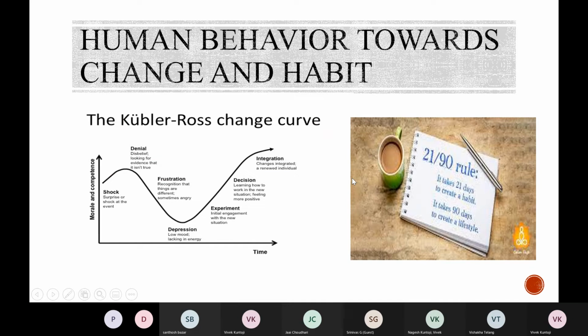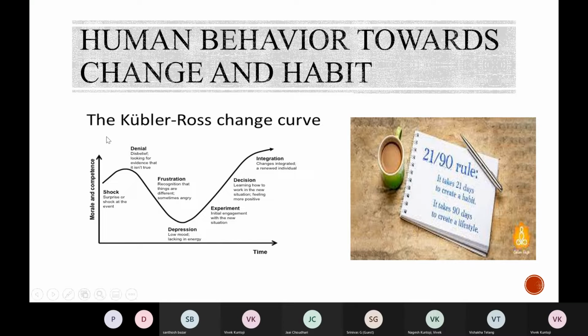Okay, now moving on. Human behavior towards change and habit. This is a very important and interesting thing. Many Scrum Masters or Agile coaches come and say, or have this notion, that I am trying my best and giving my best, but yet the team is not getting towards that change path, or is not responding to the change, or is not getting the right agile mindset. Why is that happening?